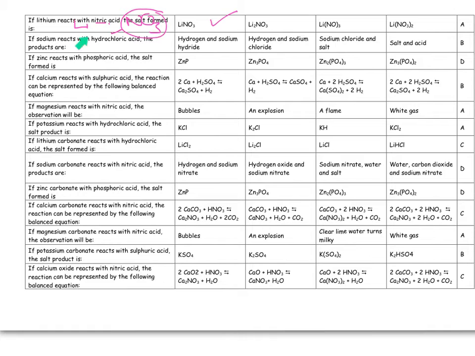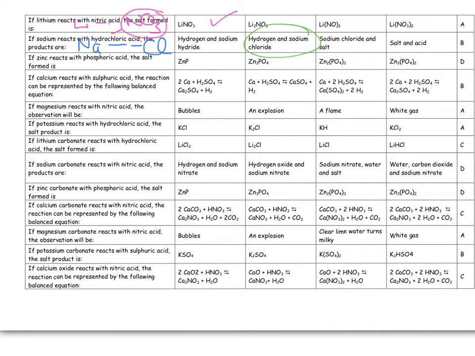If sodium reacts with hydrochloric acid, what are the products? We've again got a metal and an acid, and it's sodium, and hydrochloric acid always gives you a chloride. Sodium's in group 1, valency 1. Chloride's in group 7, valency 1. And therefore you are going to get sodium chloride and hydrogen gas is going to be given off, because a metal and an acid always gives you a salt plus hydrogen. So that's going to give you B.